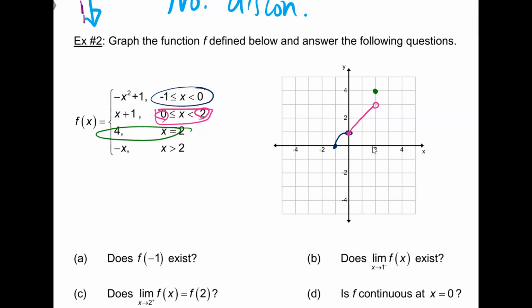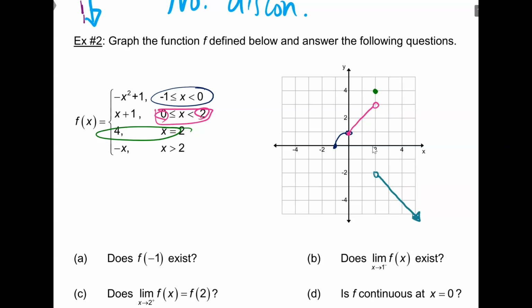And then if it's greater than 2, it's just going to be negative x. So I plug in 2, and guess what? -2. So 2 comma -2, I have an open circle. Let me pick a different color. -2, and then it goes down, slope of -1.